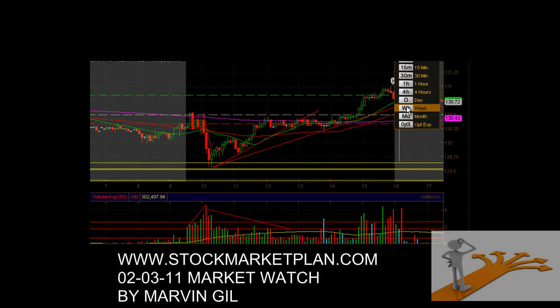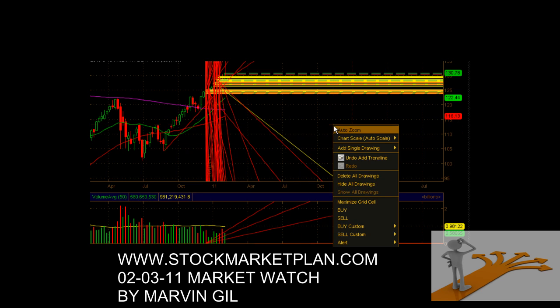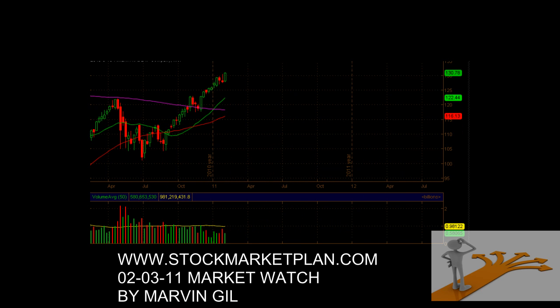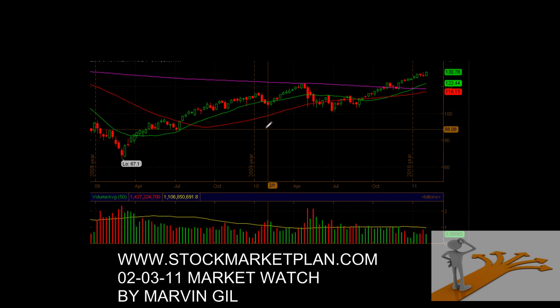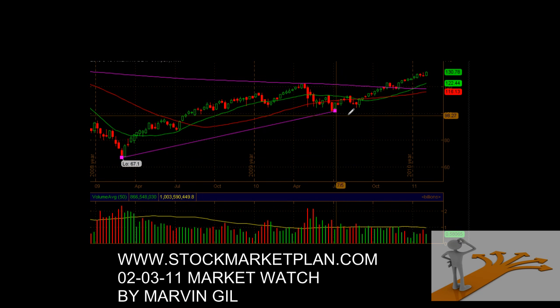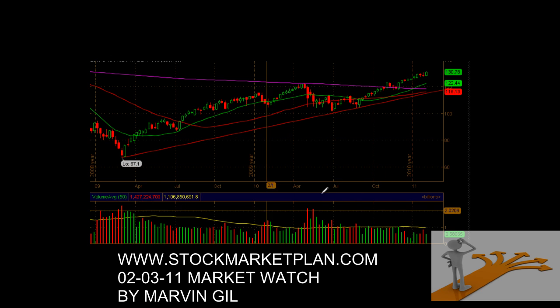Let me just show you what I mean. I'm going to zoom out to a weekly chart. Let me remove all this stuff I have in here, and zoom out a little bit. This is a 2-year chart of the S&P 500. Let me extend that to the right. Nothing looks bearish about that.